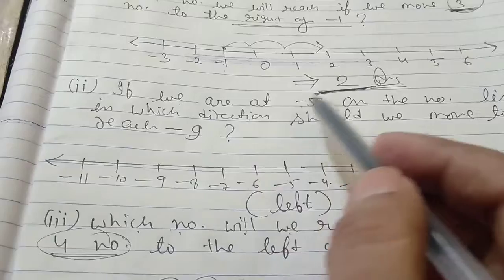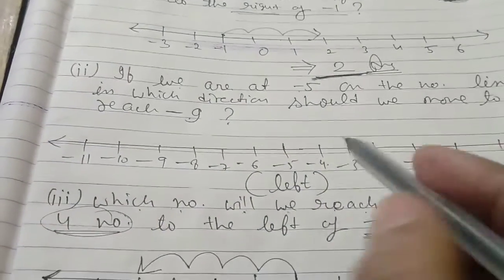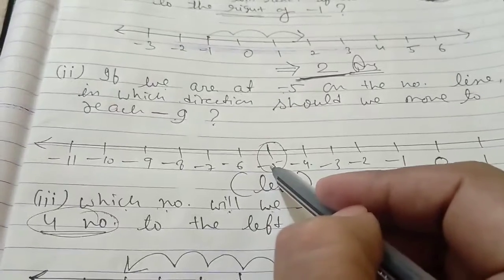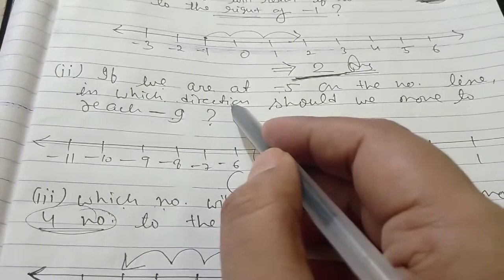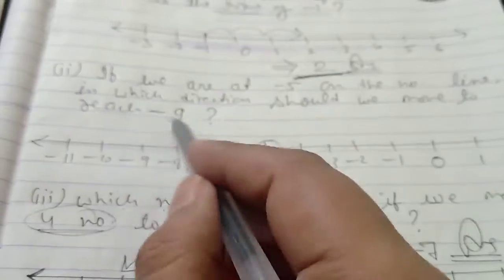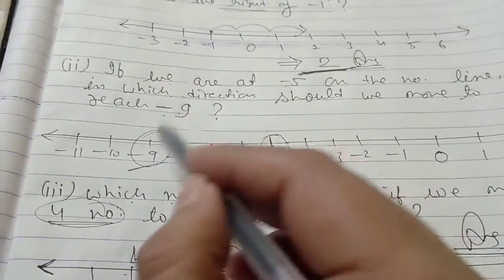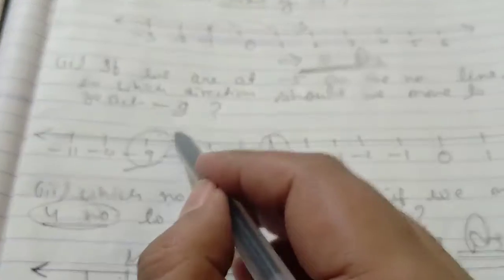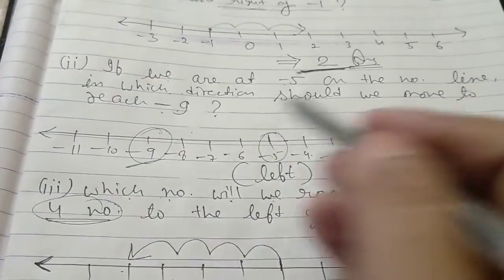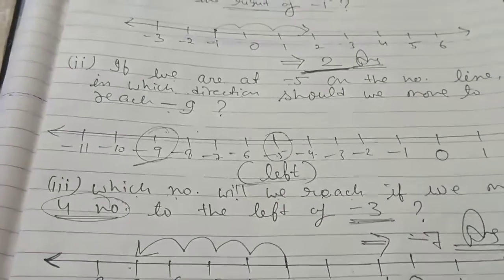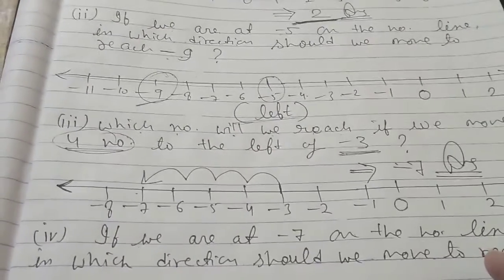Now moving to question number 2. If we are at -5 on the number line, this is our position. In which direction should we move to reach -9? So this is -9. If we have to move this side, what is the direction? This is called right, this side is left, so our answer is left. We have to move in the left direction.